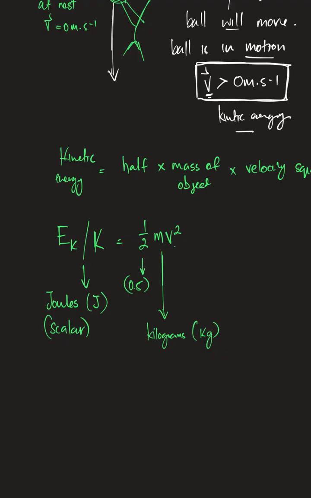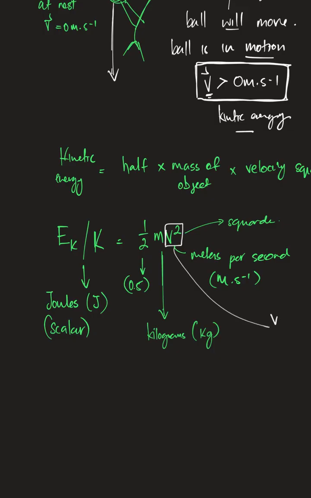The last thing here is the velocity. The velocity here is measured in meters per second, so m·s to the power of -1. Makes sense. And it must be squared. So please make sure that when you're putting your information in, you use brackets.